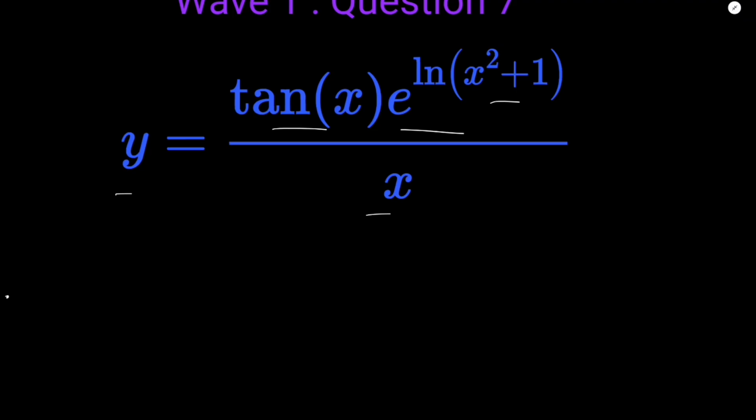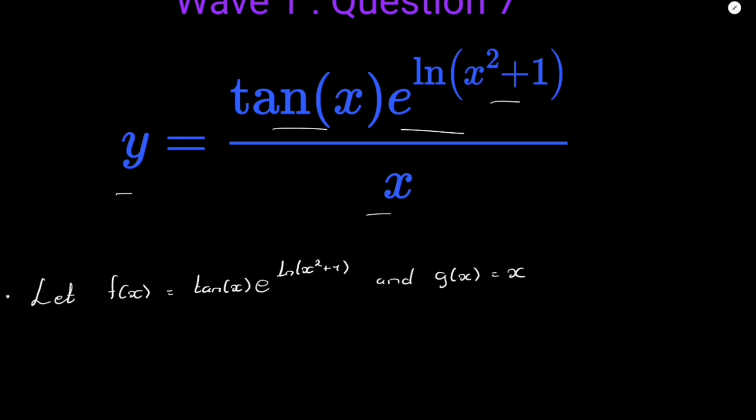So let's start with our numerator. We will say let f of x equal our numerator, tan x e to the ln of x squared plus 1, and g of x, our denominator, be equal to x.